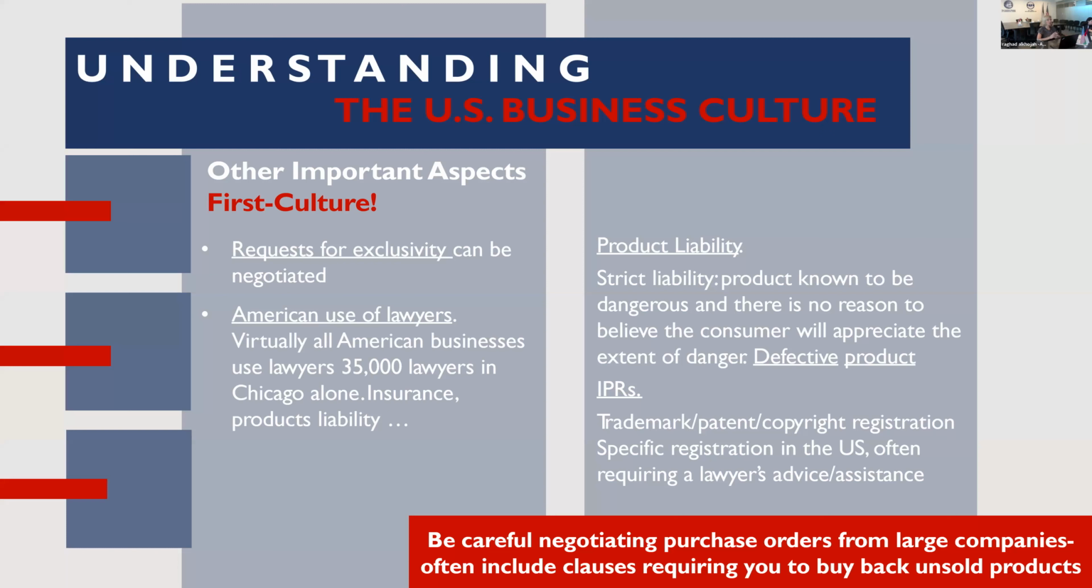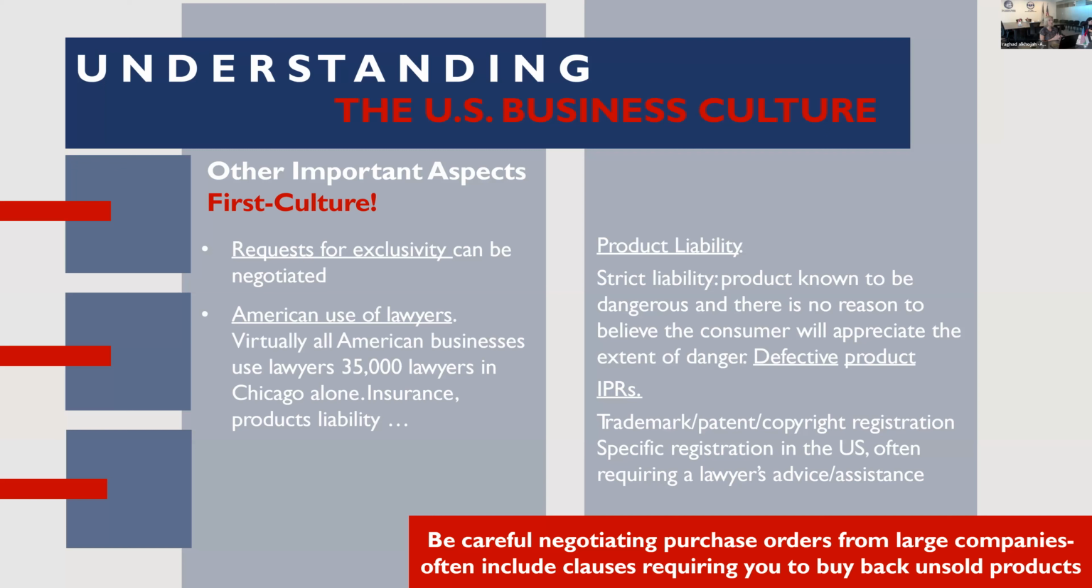There are other aspects of doing business with the US, and of course, it all goes back to the business culture. Request for exclusivity. This is something that we always mention. I understand that Oman is fairly small. So basically, if you're looking to be an importer or a distributor, asking for exclusivity could be an important point for you. This could be negotiated.